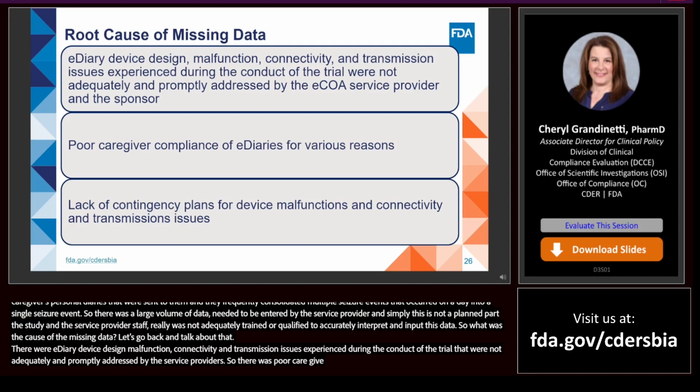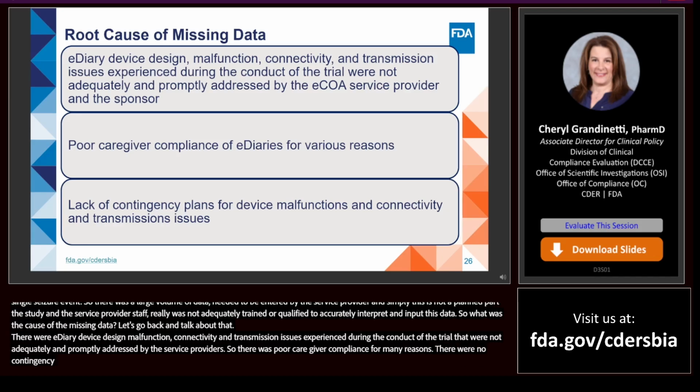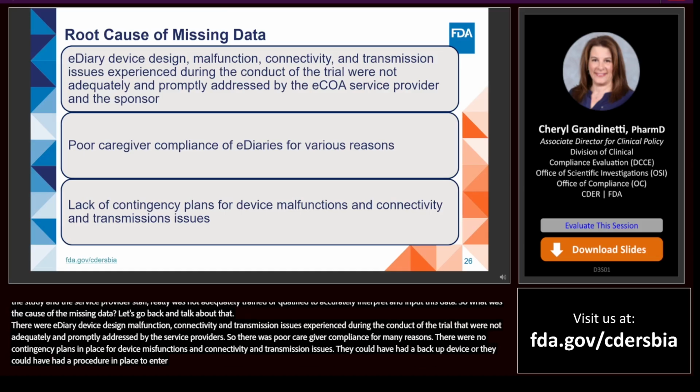There were no contingency plans in place for device malfunctions and connectivity and transmission issues. For example, they could have had a backup device when the devices malfunctioned, or they could have had a procedure in place to enter data in the web-based portal for those malfunctions, or they could have used a telephone or IVRS system when there were connectivity and transmission issues.